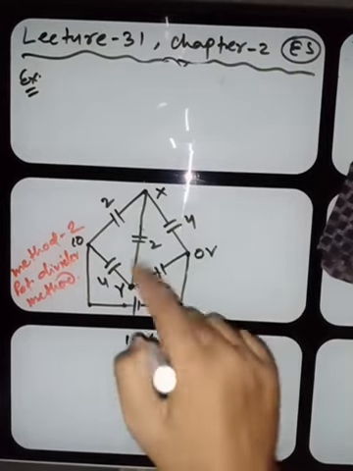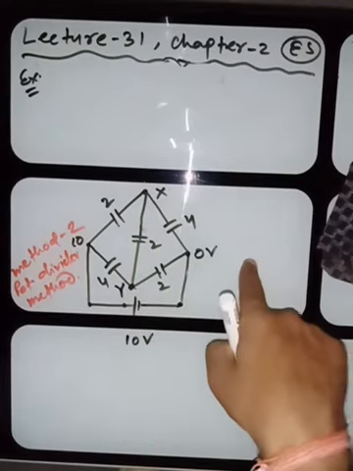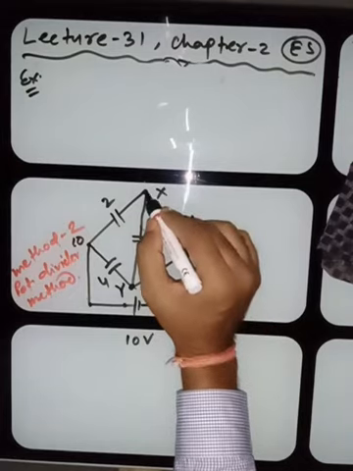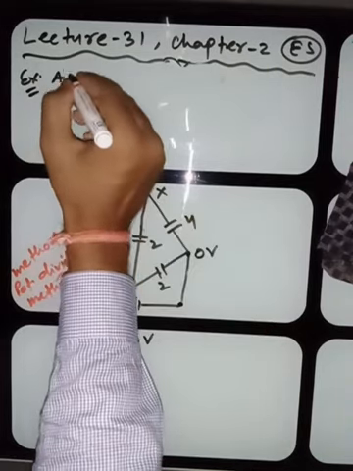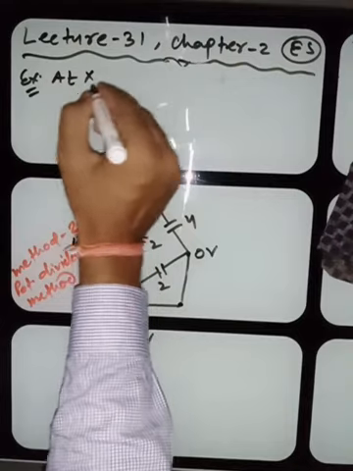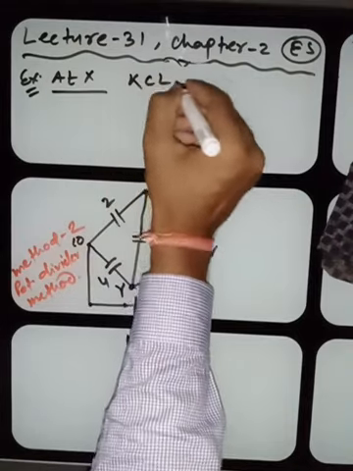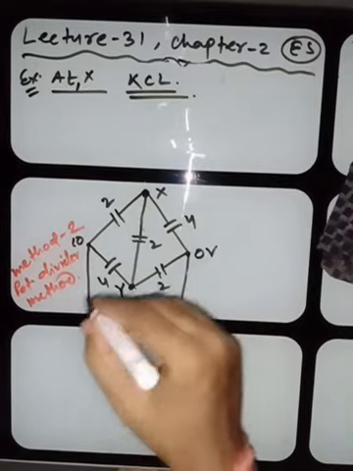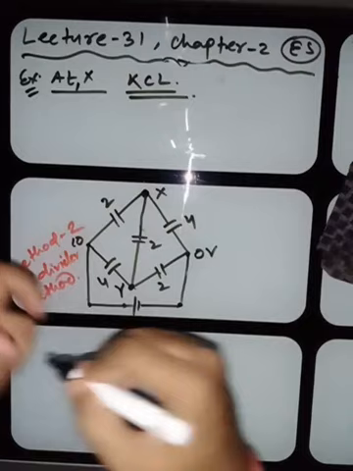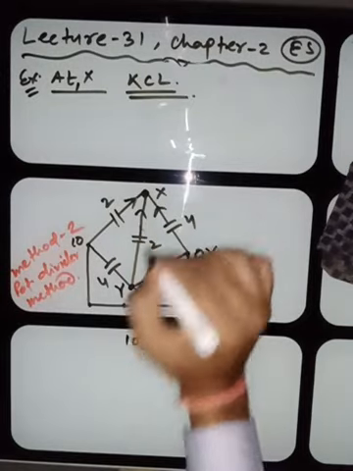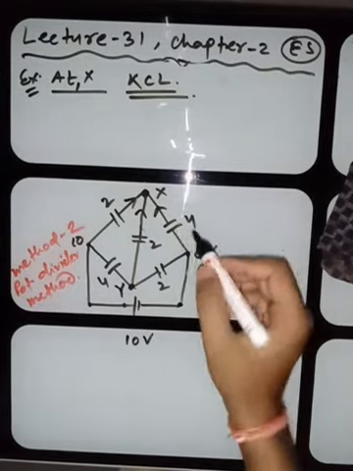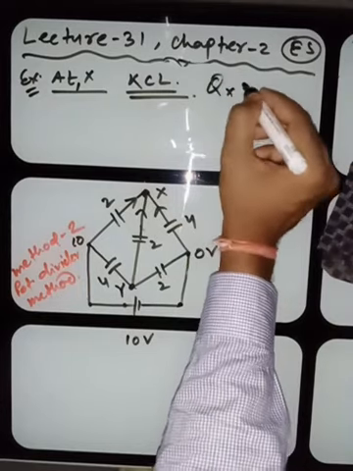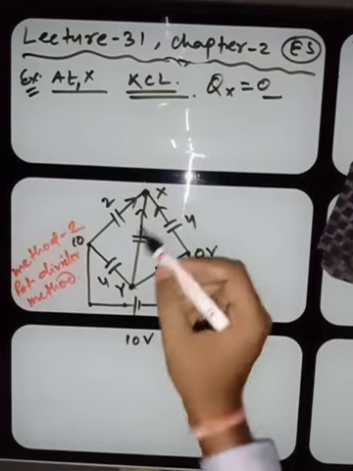Now, we will use here Kirchhoff's first law. Now, my dear student, at this point, if we apply Kirchhoff's law at X, KCL we are going to apply. Where? At X. So, the charges are coming at X from three sections, from here and here. Suppose X is at high potential. What will be the net charge at X? According to this law, the net charge at X should be how much? Zero.